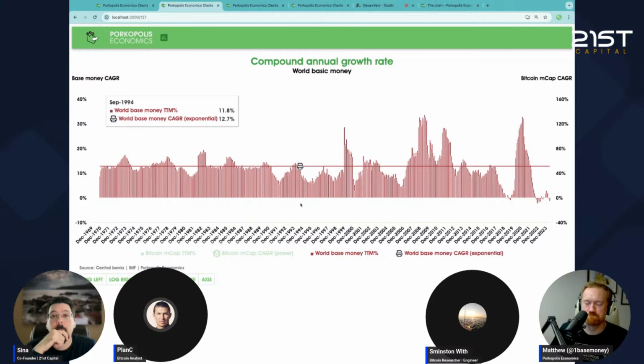I guess no, because that would be globally. That'd be like the global inflation. Would you look at that as the global inflation rate is 12.7%? Yeah, this is worldwide. This is the global inflation rate. It's going to vary dramatically depending on what country you're in, but this is the general global inflation rate in actual money printing.